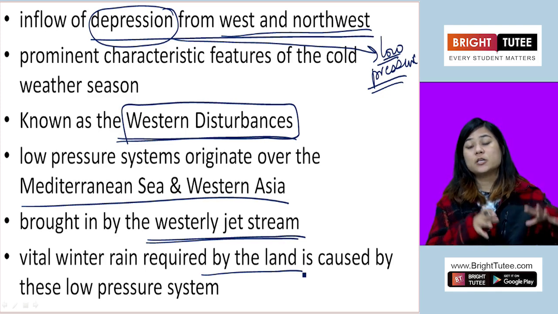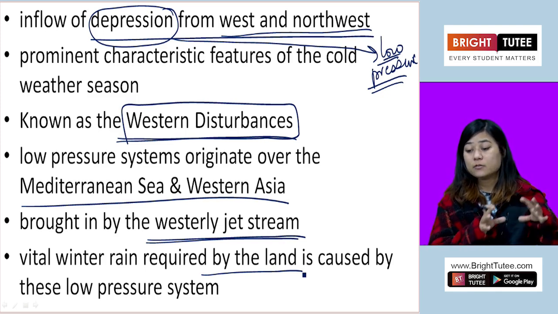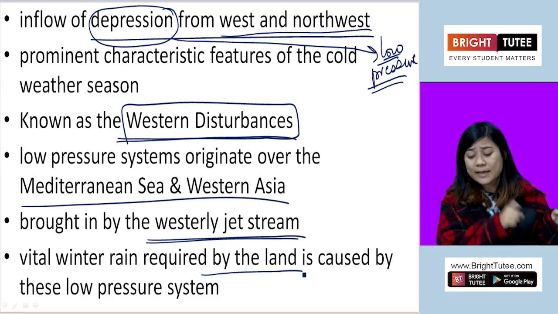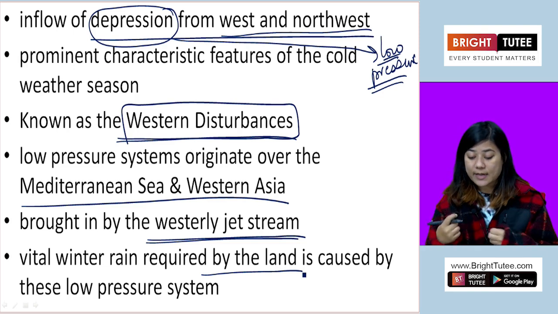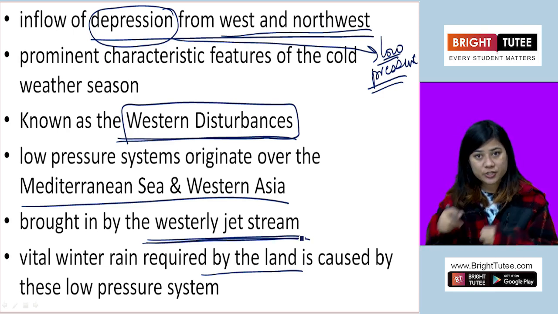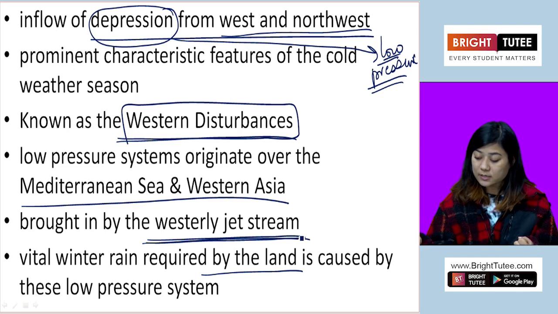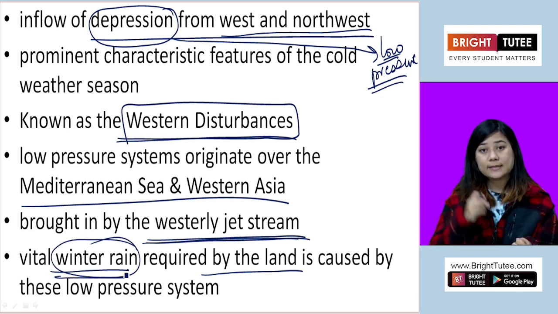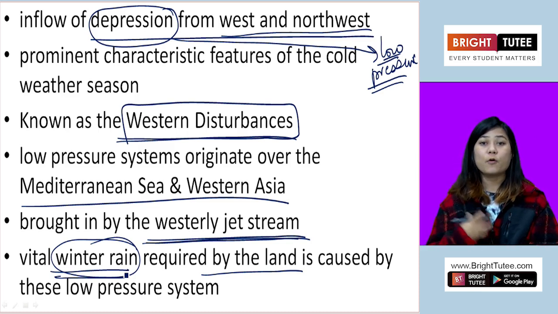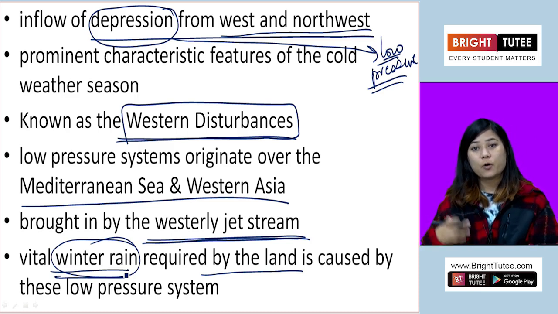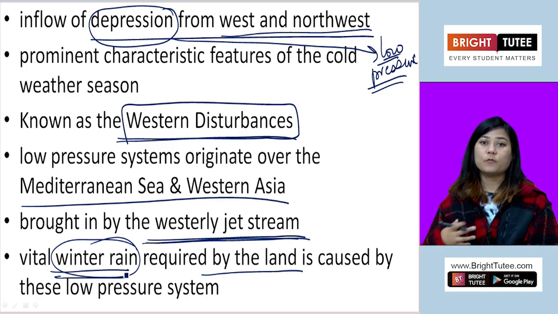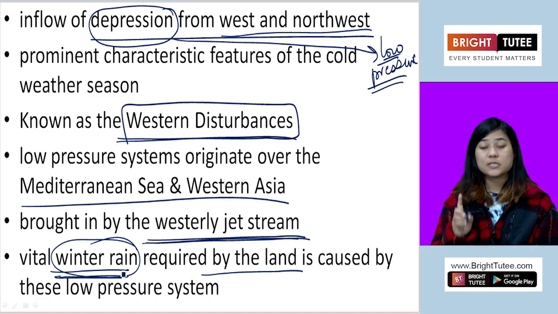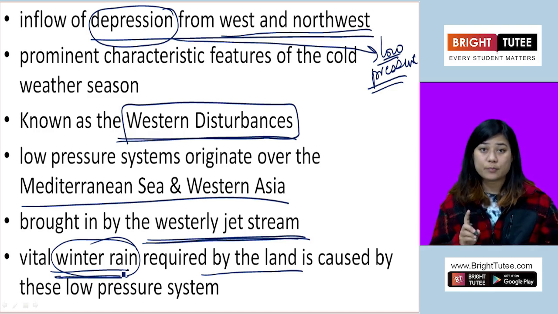The low pressure which develops in the west and northwestern part of India and which is brought to India by the westerly jet stream brings the winter rain to India. And this is also very important for agriculture, for the proper functioning of things in India. So because of that, this western disturbance is also very important.